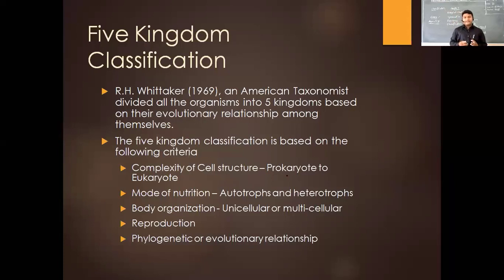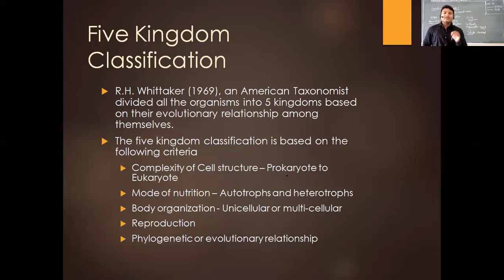Now, the five kingdom classification was introduced by Whittaker in 1969. He created the five kingdom classification, and there we get all the five kingdoms. Now, the question is, what was the basis for him to get this five kingdom classification done? What criteria did he use?